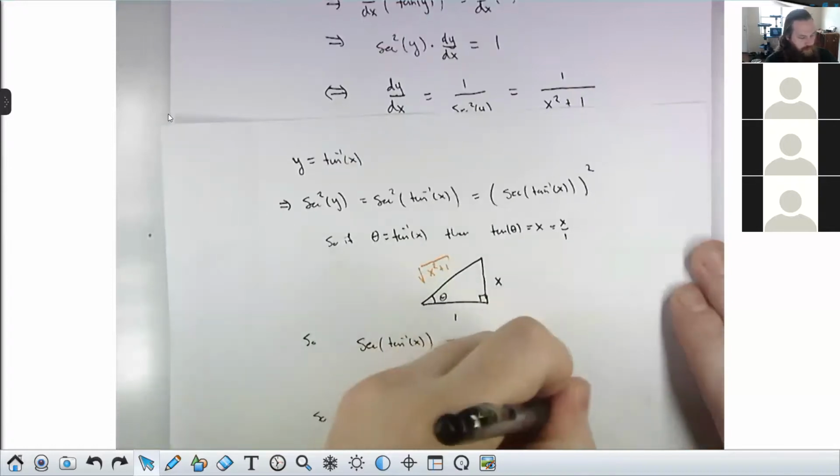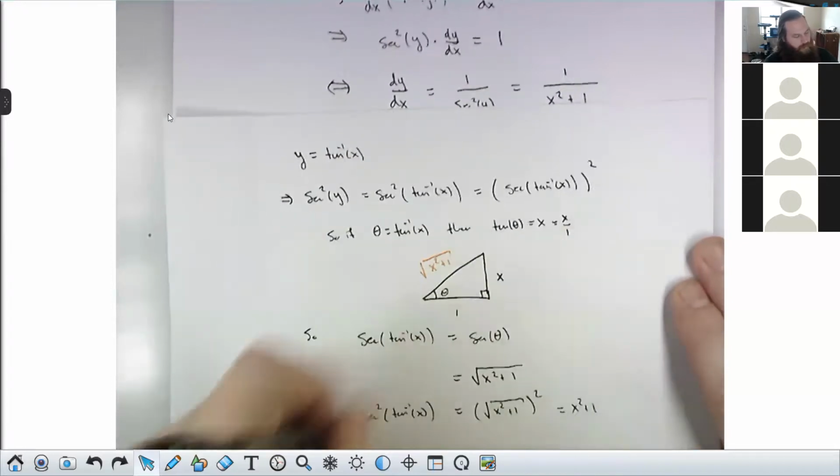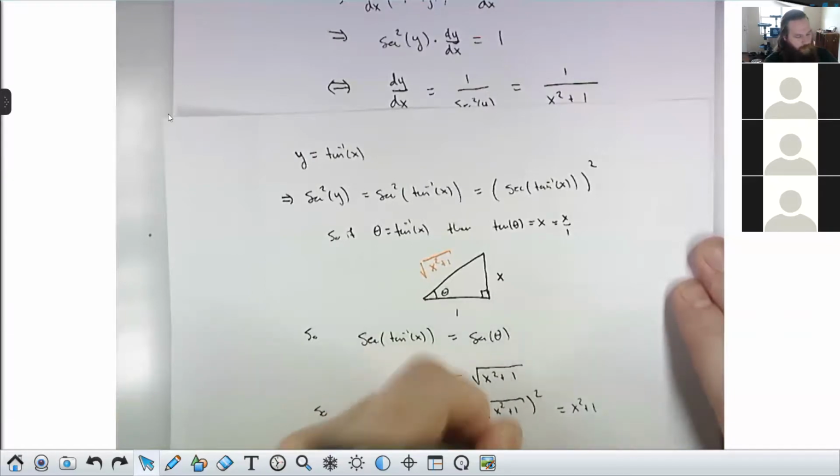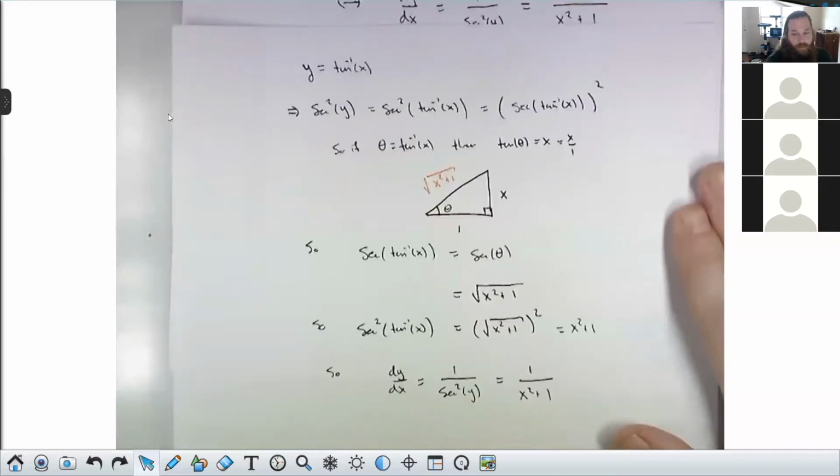Which is just x squared plus 1. So finally, our dy dx, which was 1 over secant squared of y, would be 1 over x squared plus 1. You get the same result.